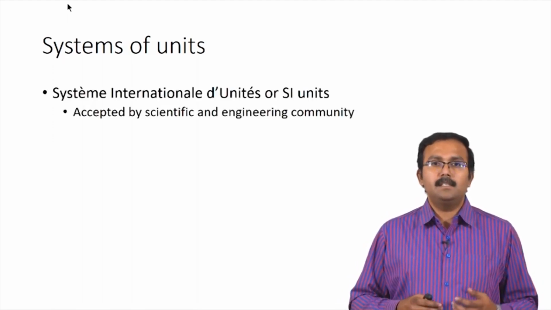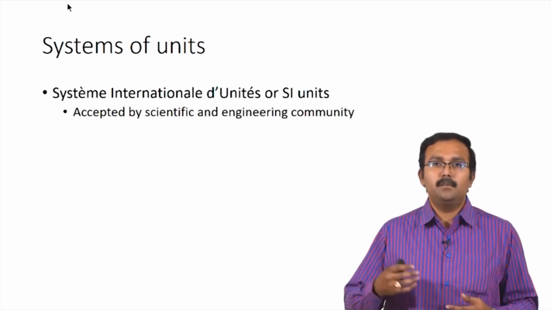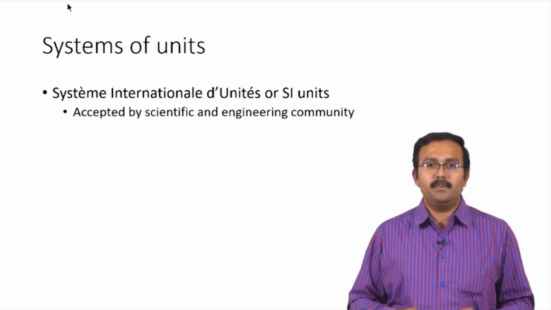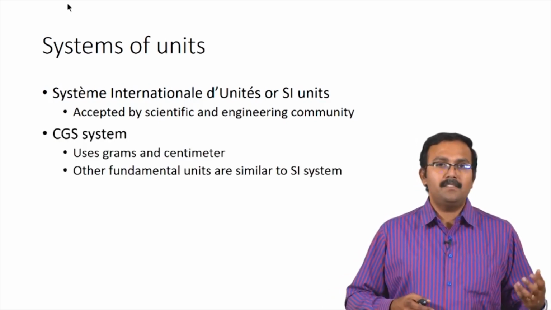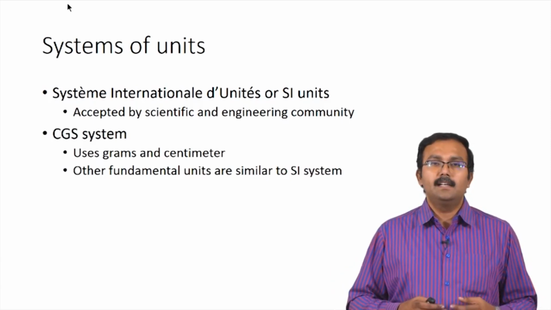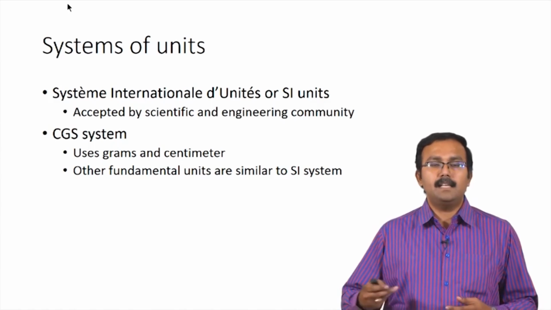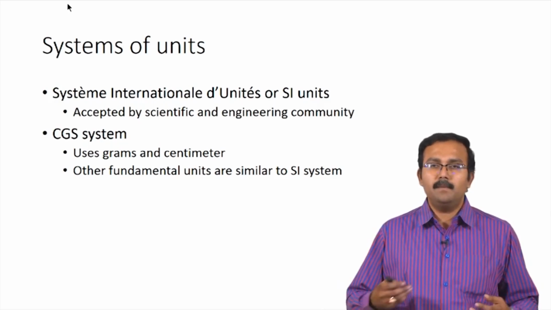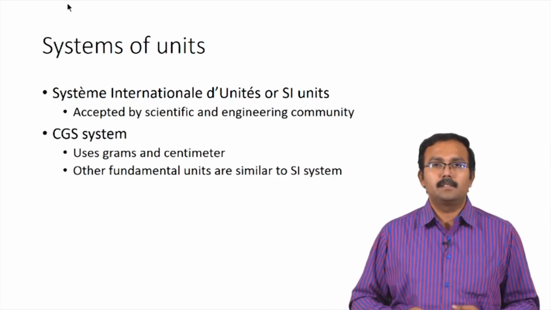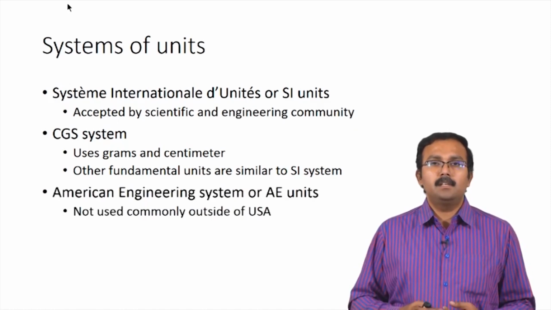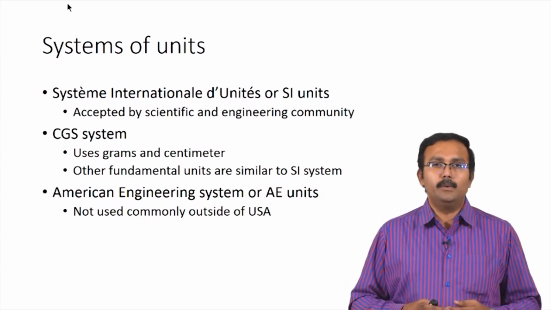The first system is the SI units, which is the most accepted system of units amongst the engineering and scientific community. You also have the CGS system, which is very similar to the SI units, except that length is measured in centimeters and mass is measured in grams instead of meters and kilograms, which would be used in SI units. Other fundamental units are similar to the SI units.